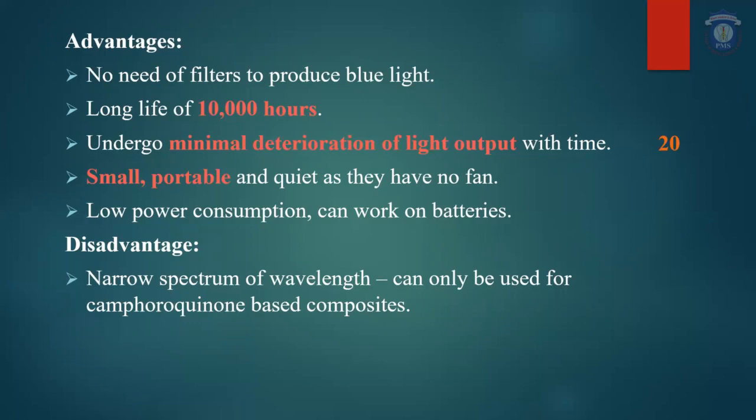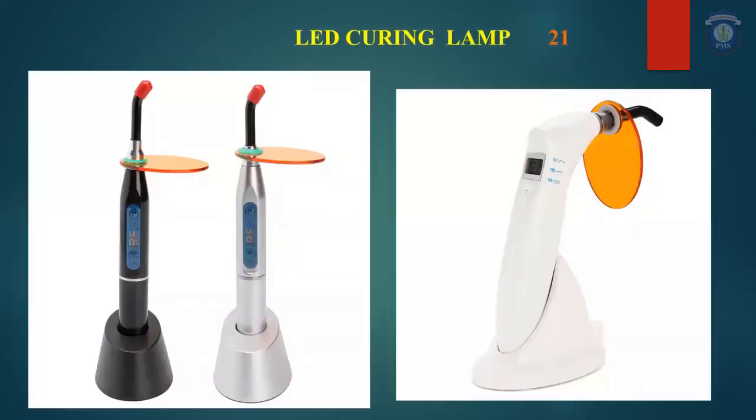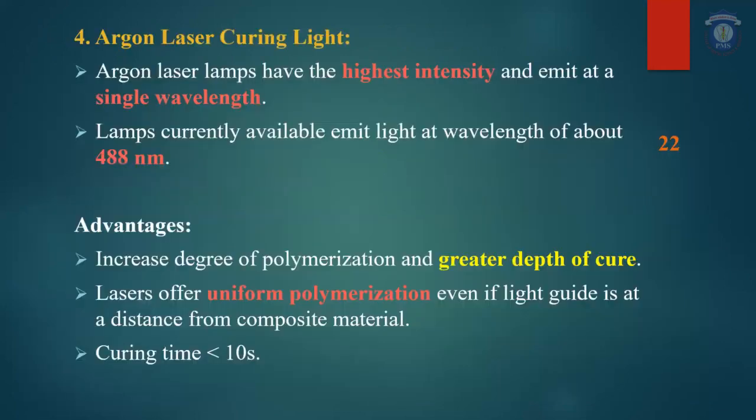The only disadvantage is its narrow spectrum of wavelength, but it can be managed, as I mentioned before, by using multiple units. This is a picture showing an LED curing lamp. The next generation of curing lights are called argon laser curing lights. These basically use laser light, and argon lasers are used. They have the highest intensity and they emit at a single wavelength.